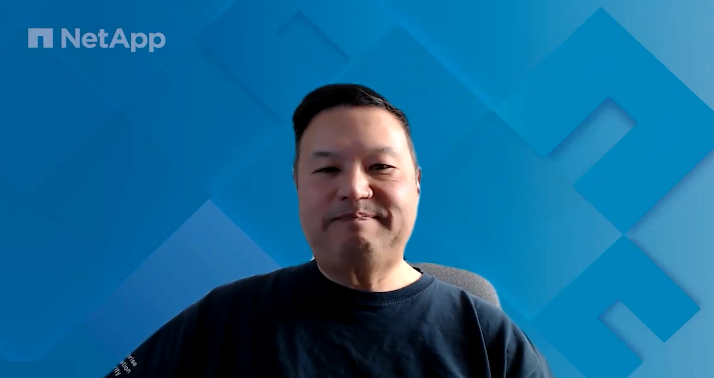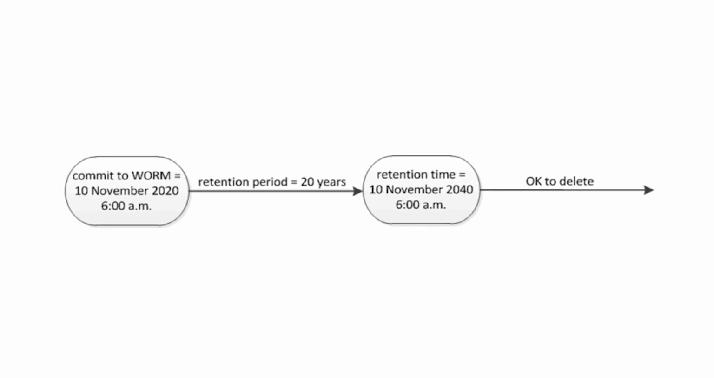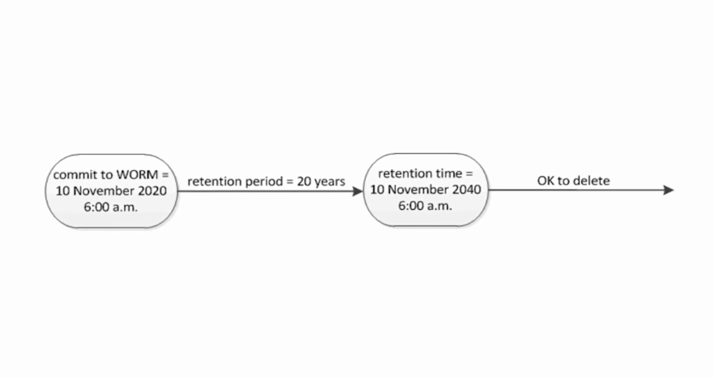After a SnapLock aggregate and volume are created, the retention time for individual files can be explicitly set, or the retention period can be derived from the default retention time configured for the volume. When we talk about retention period, this refers to the length of time that the file must be retained after it is committed to WORM state. Retention time is the time after which the file no longer needs to be retained.